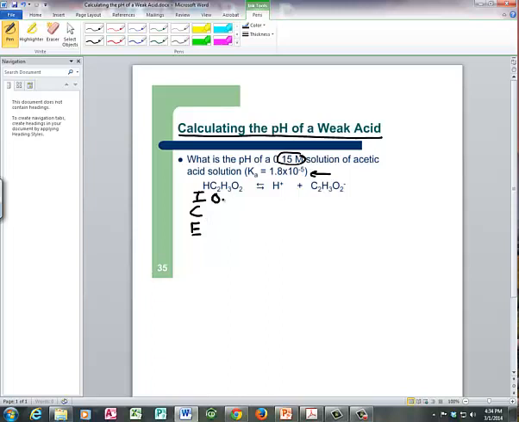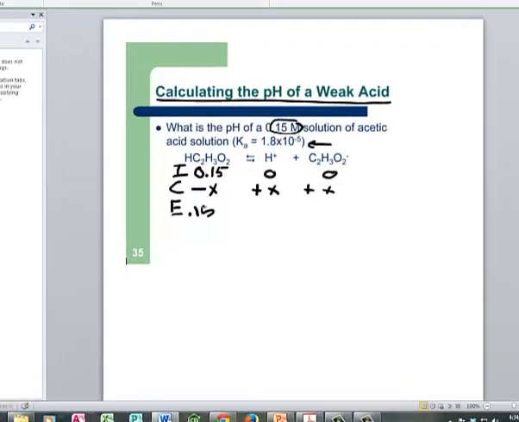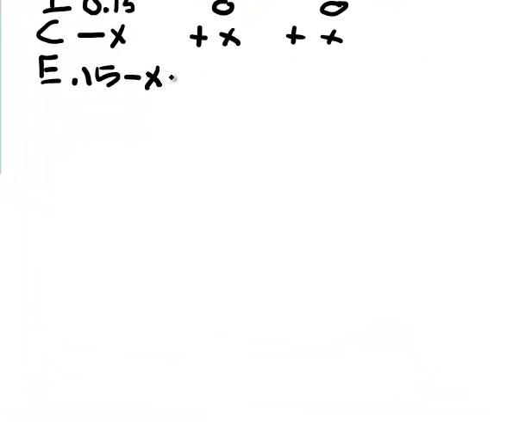So the initial concentration in our problem is 0.15 molar of acetic acid. We don't have any products to start, and that's hydrogen ion and the acetate ion. Our change is going to be minus X, consistent with our coefficients, and plus X for our products. And then we simply add the initial line in the ICE table to the change line, and that gives us 0.15 minus X. 0 plus X is simply X.